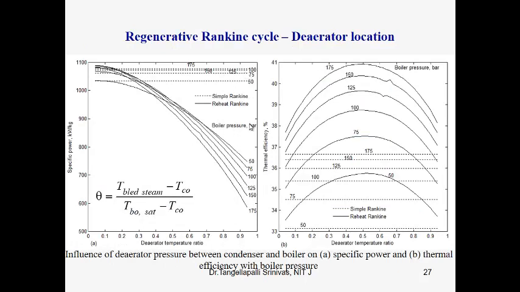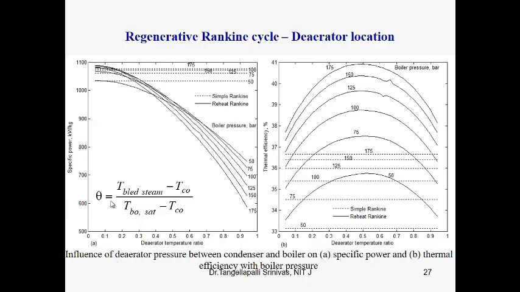In the analysis of the regenerative Rankine cycle, here the deaerator temperature ratio is varied from very close to the condenser to the boiler. The deaerator temperature ratio is defined as the temperature difference between the bled steam and the condenser temperature, over the maximum temperature difference in the system, which is boiler saturation temperature minus condenser saturation temperature. So if theta is equal to 0, that indicates the deaerator temperature is equal to the condenser temperature, as well as pressure is equal to the condenser pressure. Practically it's not possible, that's why it is started slightly above 0.